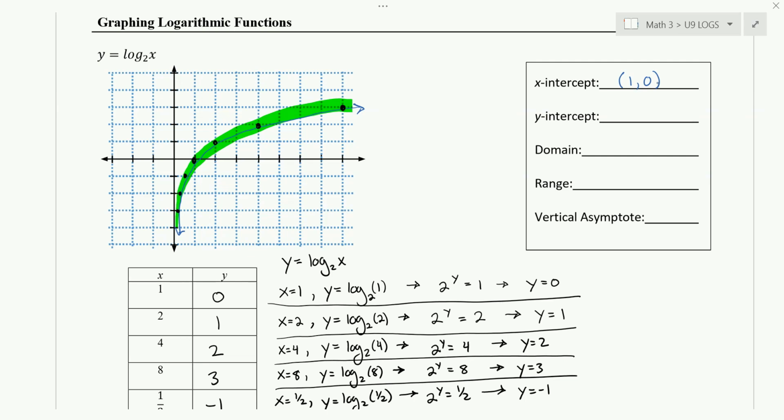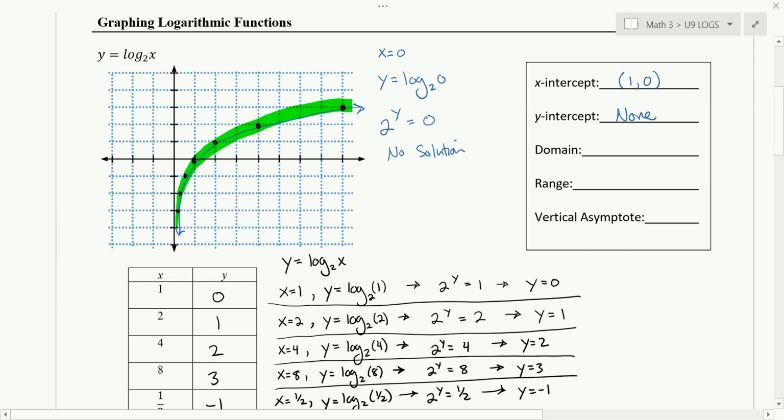So let's check. To find a y-intercept, you plug in 0 for x and solve for y. If we do that, we end up with y equals log base 2 of 0. If you change that out of log form into exponential form, you get 2 to what power equals 0? Does that work? So we have no solution to this equation here, which confirms that there's no y-intercept.